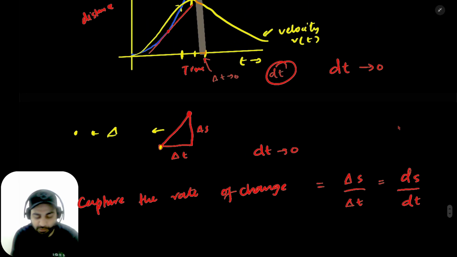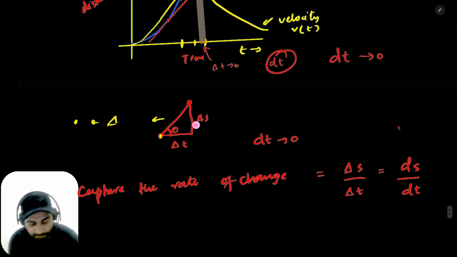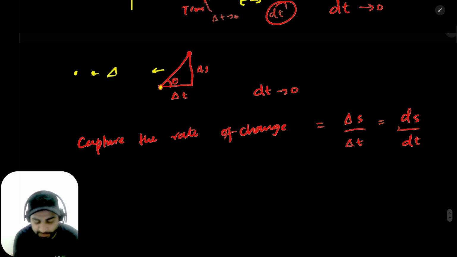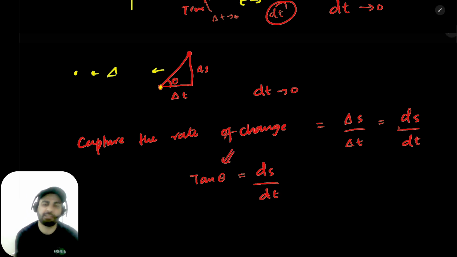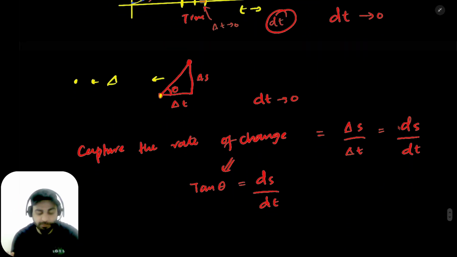In that, what I found is that if you see over here, it is making an angle theta. Angle theta is basically perpendicular by base, so we can call tan theta equal to ds by dt. This tan theta is capturing the rate of change. Is it clear? Do you agree that this tan theta is capturing the rate of change of anything? Like in our case, it is capturing the rate of change of distance with time. So how much is it changing with time?